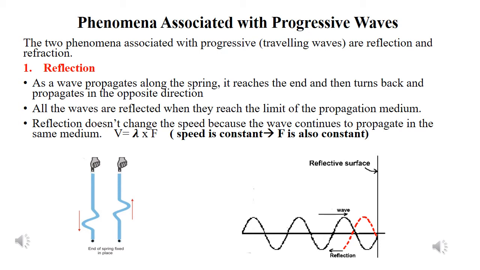Look at the second picture. When the wave propagates and reaches the reflective surface, it turns back and propagates in the opposite direction. This is reflection. Reflection doesn't change the speed because the wave continues to propagate in the same medium. You can review the note in the previous video. In general, speed is equal to wavelength times frequency. If the speed is constant, then the frequency is also constant.